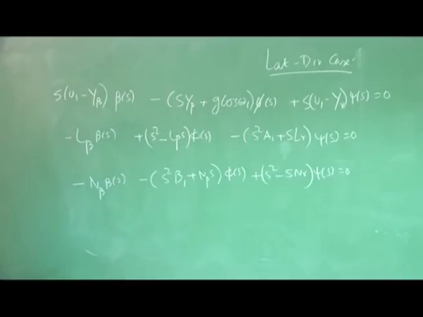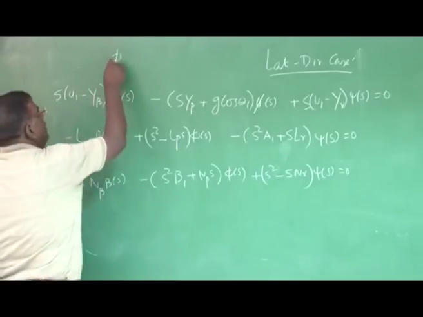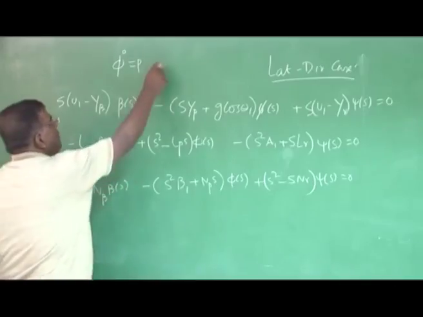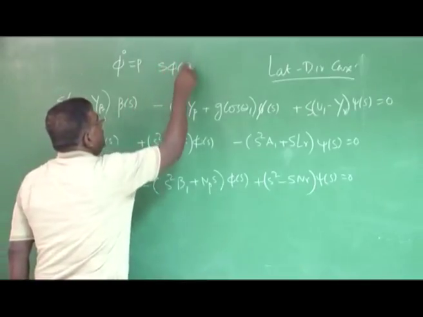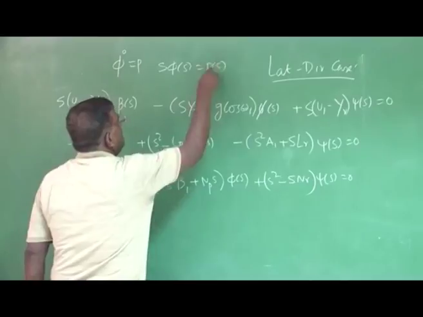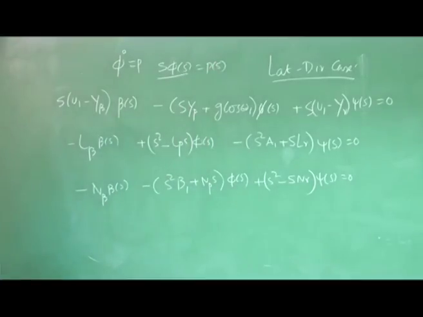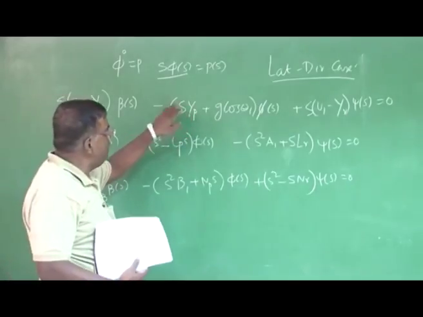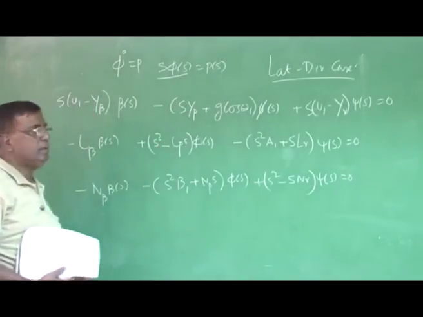When you say phi, please remember phi dot equal to P has been modeled. So S of phi of S is P of S. Wherever P of S is there, you can replace it by S phi of S. That's why you could see Y p into P; for that P, the S phi of S has come. Right?